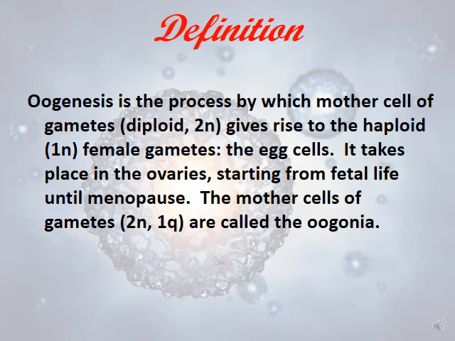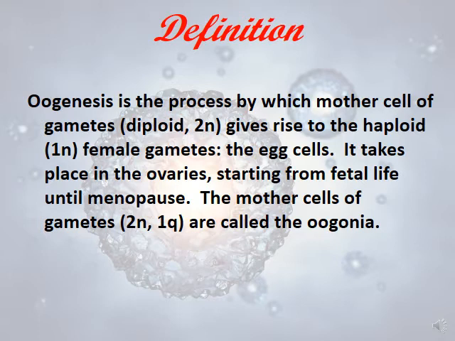Oogenesis is the process where the mother cell of gametes, which is diploid, 2N, will give rise to the haploid female gamete, the egg cells, which are 1N. This process takes place inside the ovary, starting from the fetal life until the menopause.